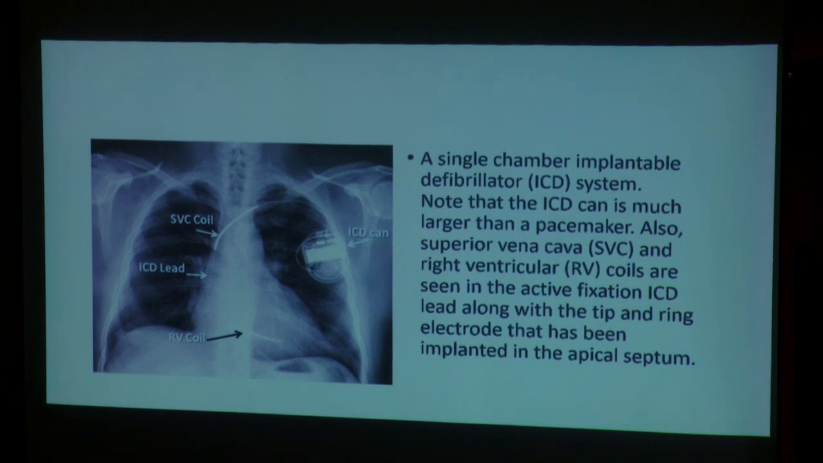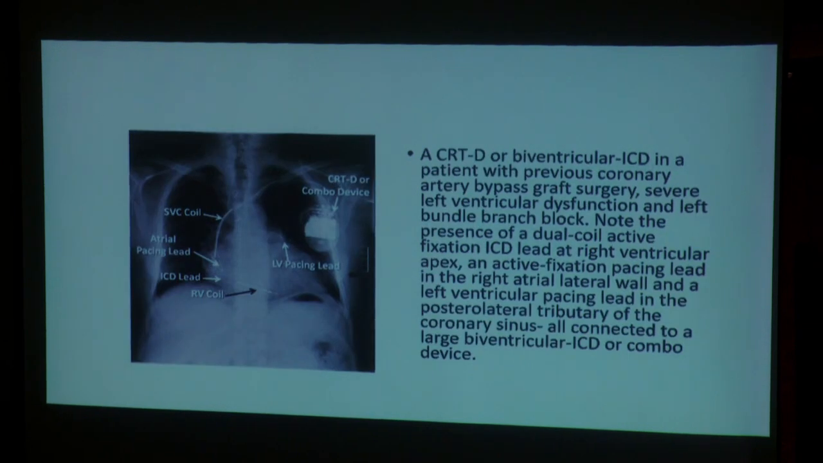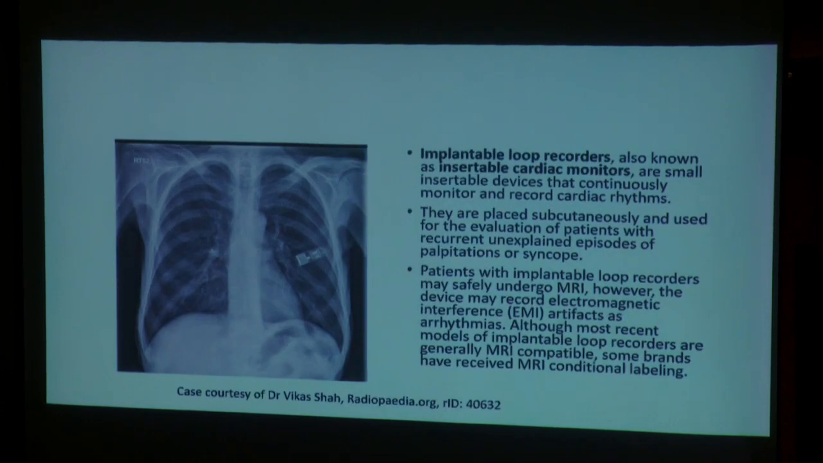This is a single chamber defibrillator, and this is a dual chamber defibrillator. You can see a coil around the right atrial lead as well as a coil around the right ventricular lead. Coils help you in differentiating between a pacemaker and a defibrillator. This one has an extra pacing lead in the left ventricle. It's a cardiac resynchronization or a biventricular ICD. Other than the two pacemaker leads and the two coils, you see one more lead in the left ventricle.